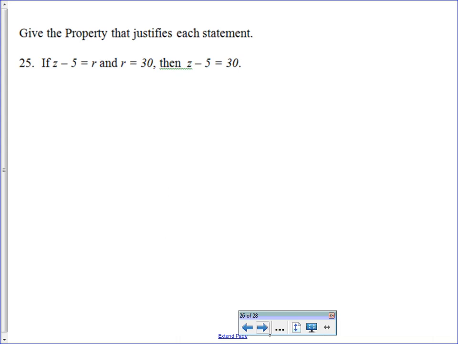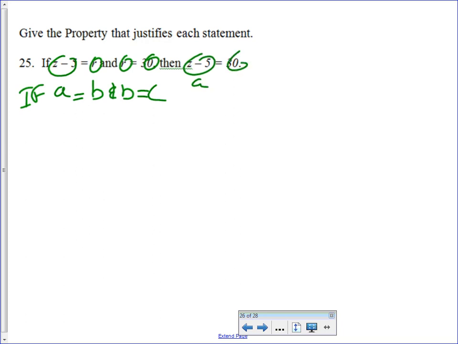All right. Give the property that justifies each statement. If z minus 5 equals r and r equals 30, then z minus 5 equals 30. And there's a lot going on there. So let's just call that A. Let's call that B. Well, that's still B then, and we'll call that C. So A equals B and B equals C, then A equals C. This is A and this is C. And then it says then A equals C. So that's very clearly the transitive property.